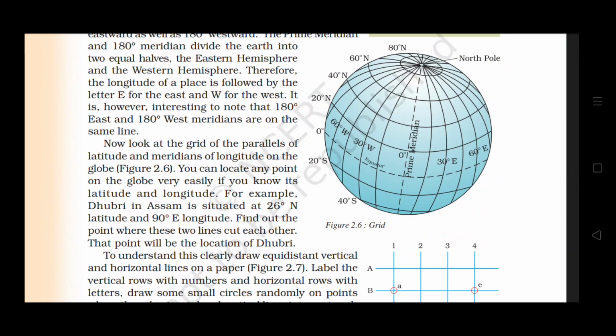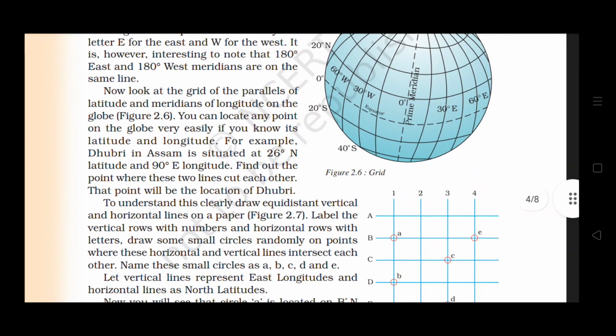You can locate any point on the globe very easily if you know its latitude and longitude. For example, Dhubri in Assam is located at 26 degree north latitude and 90 degree east longitude. That is the best example we could get. If you only consider latitude, Dhubri's position would be 26 degree, but on 26 degree north latitude there are so many different places. If you want to know exactly where Dhubri is, you need another line of reference, which is longitude 90 degree east. With the help of 26 degree north and 90 degree east, we would be able to locate Dhubri, which is in Assam.